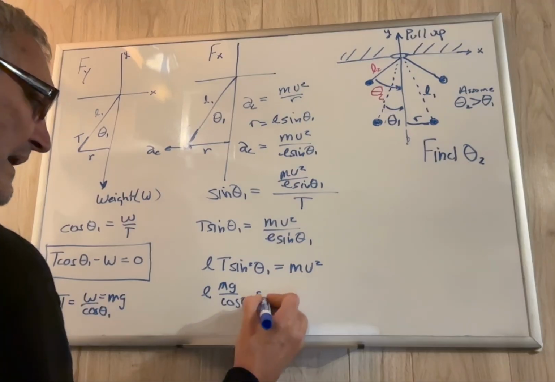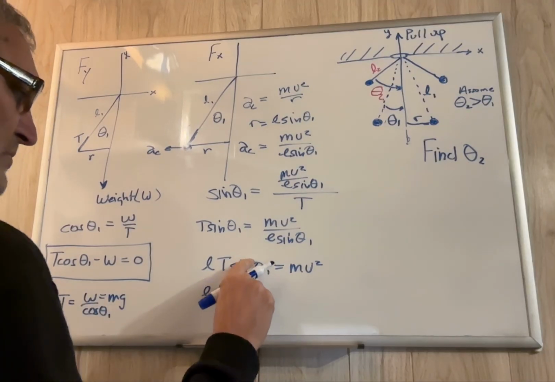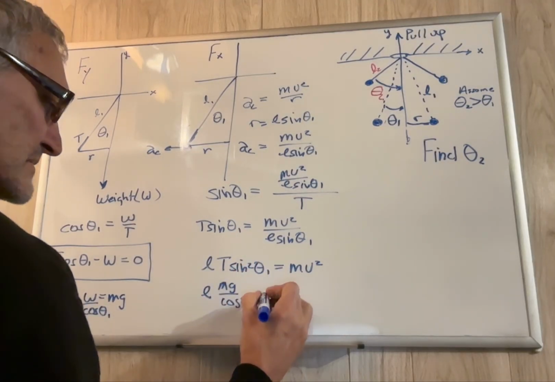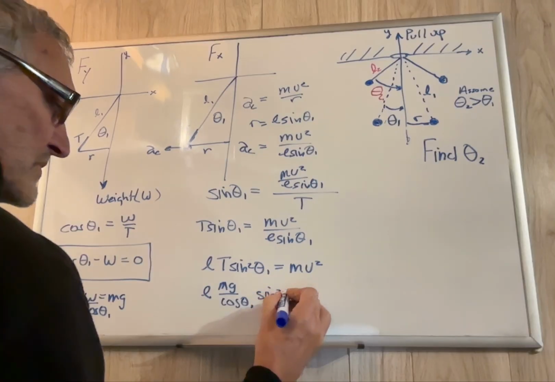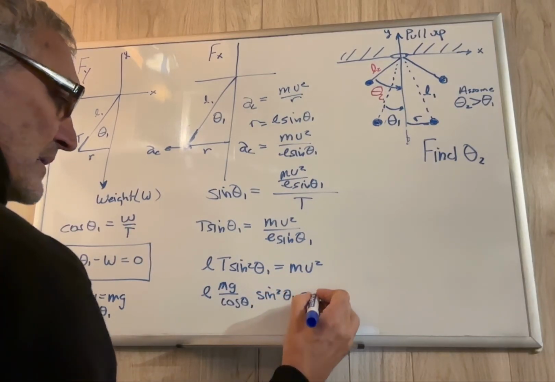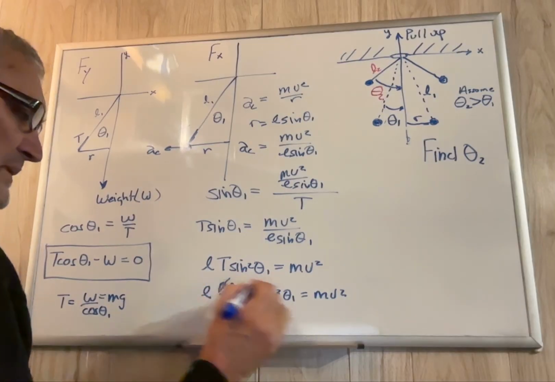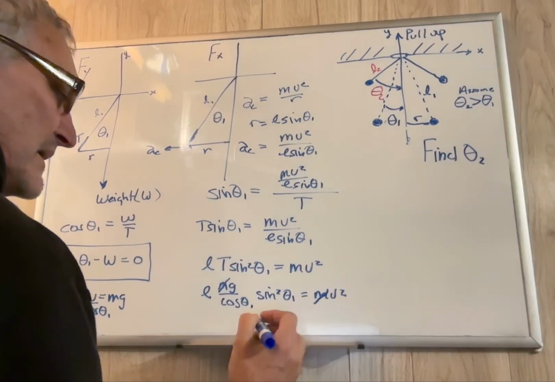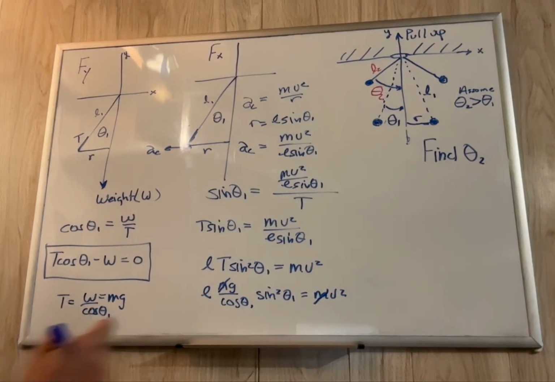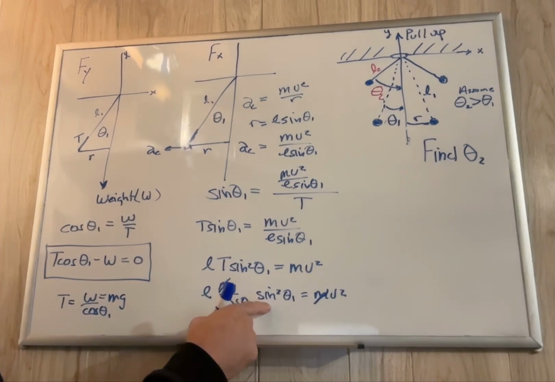1 times sine, yes, squared, yes, there's a square there, sine squared theta 1 is going to be equal to mv squared. Whoa, looky here. We can get rid of that mass. Isn't that great? Isn't that fantastic? All right, so what's cosine divided by one of these sines? That looks like a tangent to me.